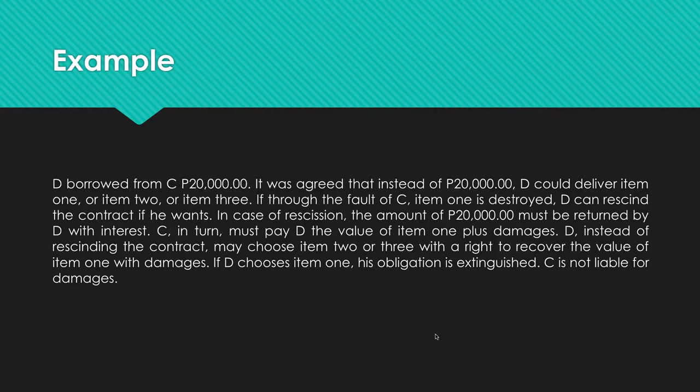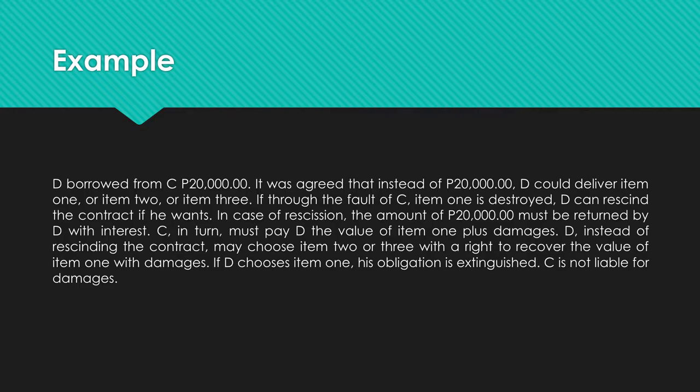Example, D borrowed from C 20,000 pesos. It was agreed that instead of 20,000 pesos, D could deliver item 1 or item 2 or item 3. If through the fault of C, item 1 is destroyed, D can rescind the contract if he wants. In case of rescission, the amount of 20,000 must be returned by D with interest. C, in turn, must pay D the value of item 1 plus damages.